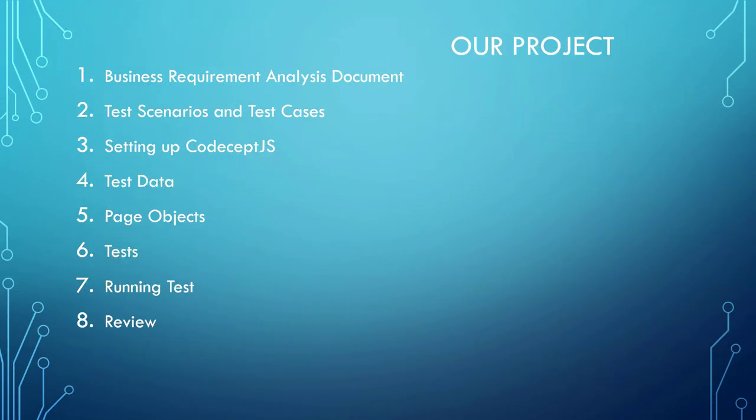Let's talk about our project. Firstly, we will read our business requirement document and then we will create our test cases. After that, we will install CodeceptJS and generate our project. Fourth step, we are going to create our test data. Then we will create our sign-up page object. In the sixth step, we will create our test suites and assertions. When everything is okay, we will run our tests and check that everything works fine. Finally, we will review what we have done.